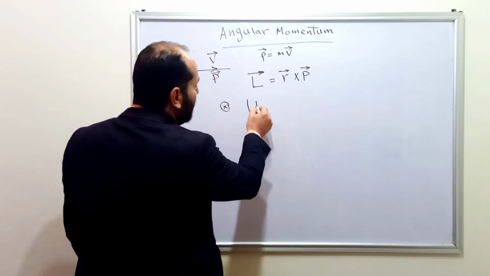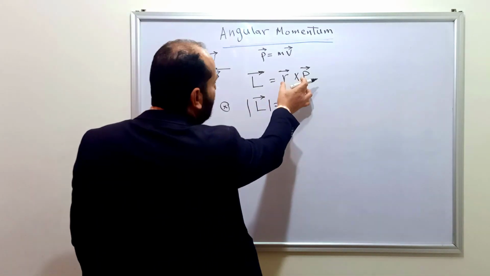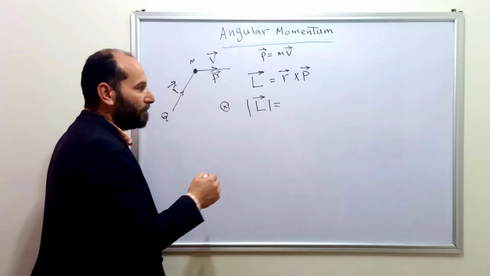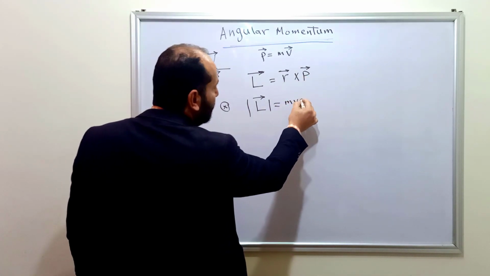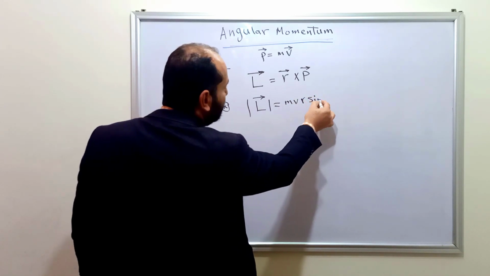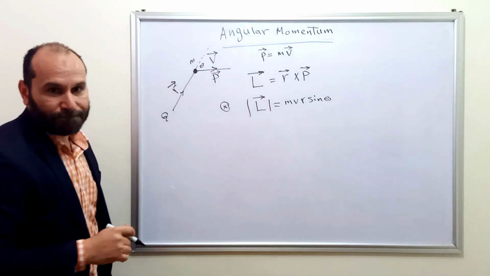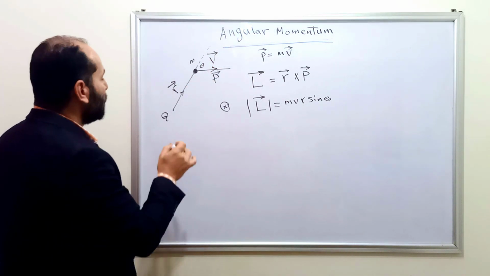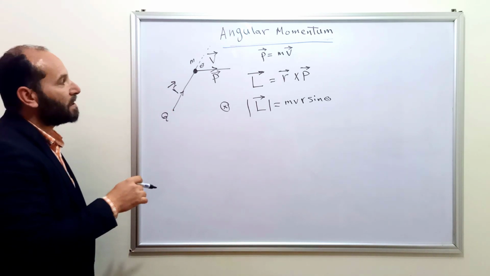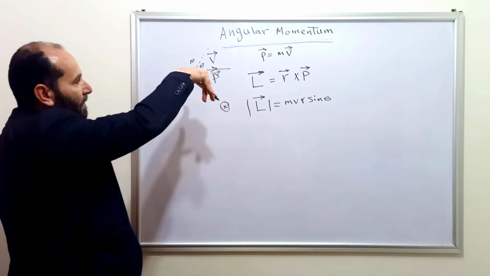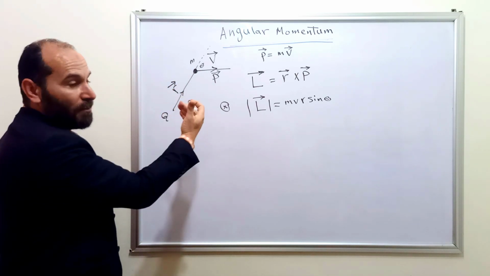To find the magnitude of angular momentum, it equals the magnitude of R cross P, which equals mv, this is P, dot R sine theta. Theta is the angle between R and P. If we take the angular momentum about point Q, clearly the direction is here, inside the board, perpendicular to the plane of the board.